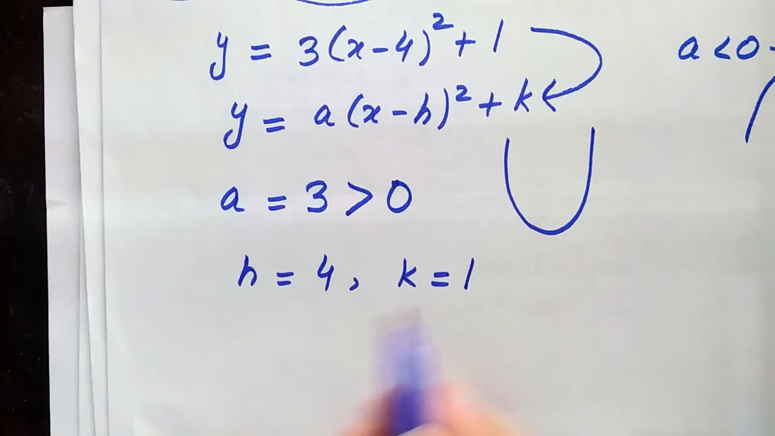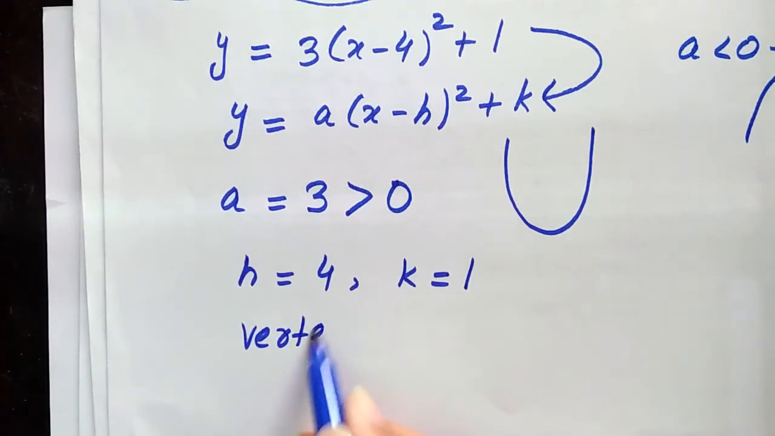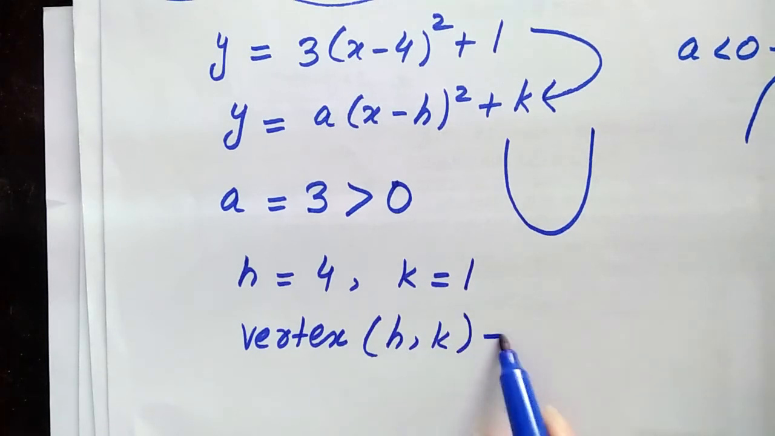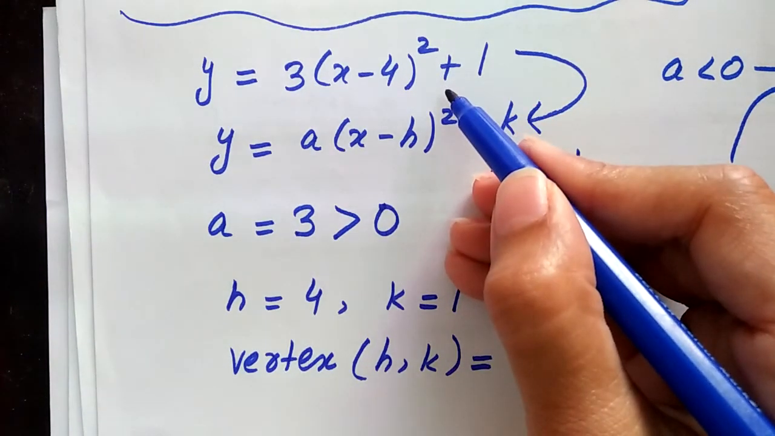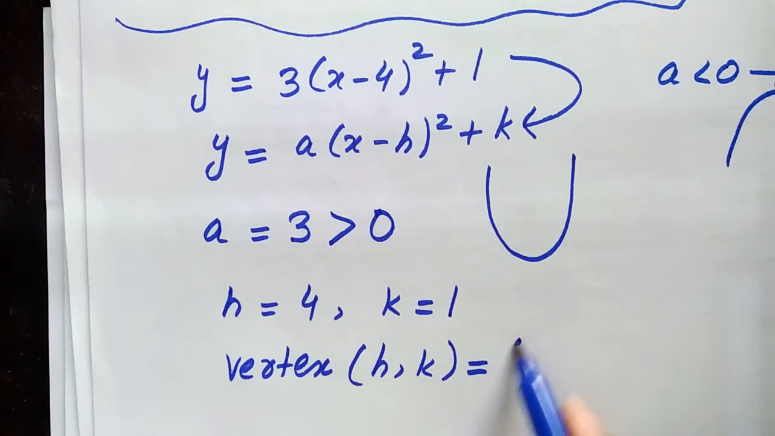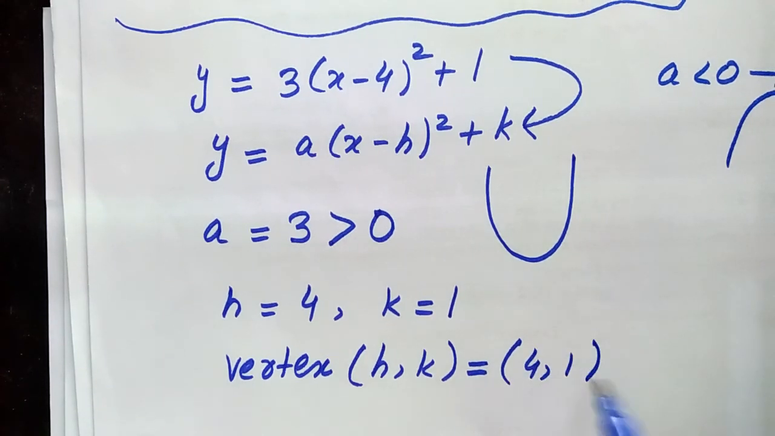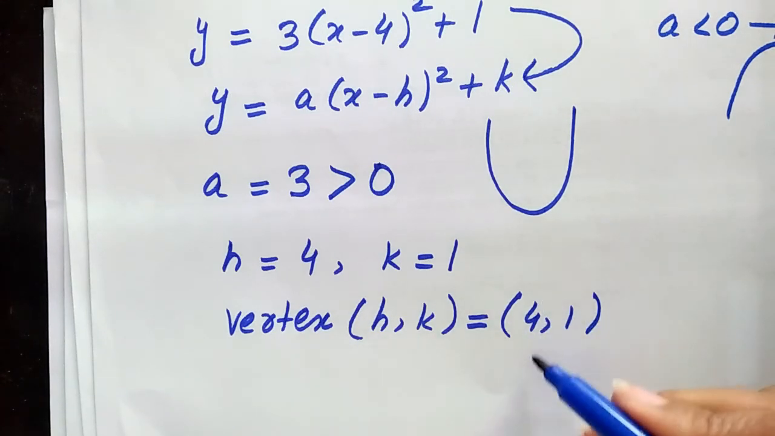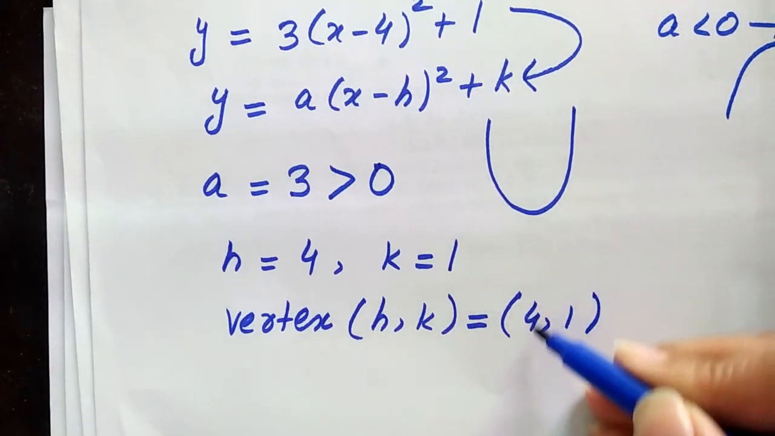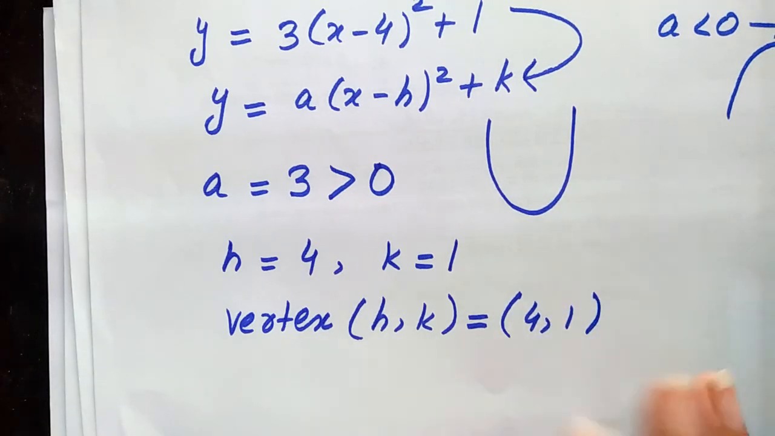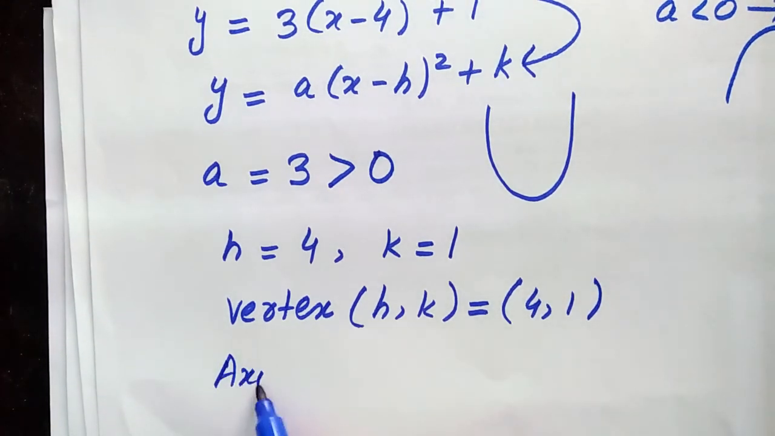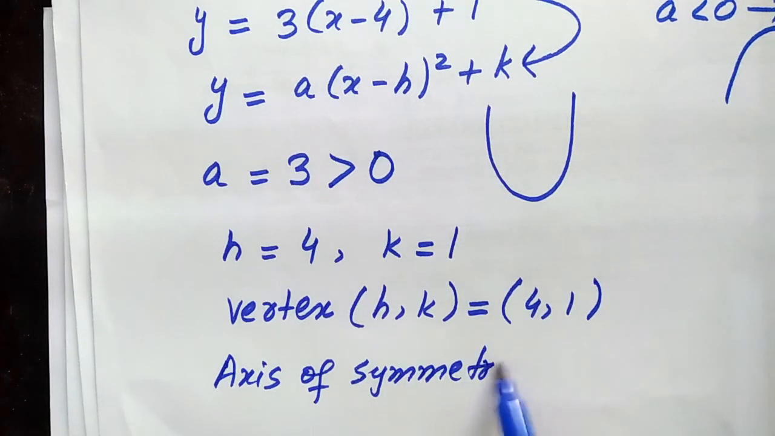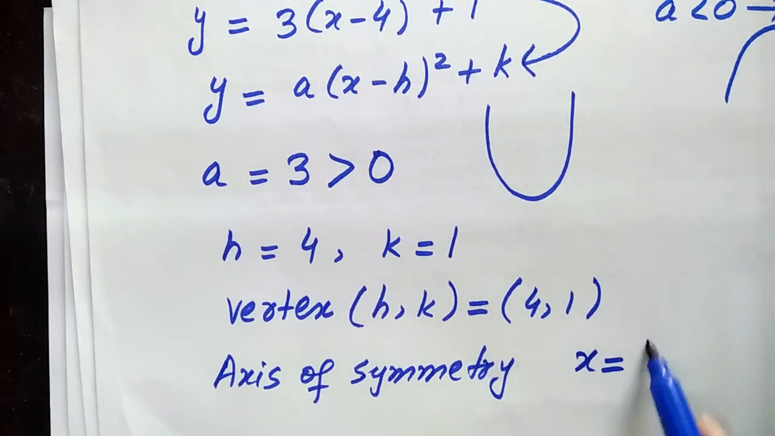Now here h equals 4 and k equals 1. So basically h and k give the coordinates of the vertex, that is (h, k). So the vertex of this parabola will be (4, 1). And you know very well that the axis of symmetry is basically the x-coordinate of the vertex of the parabola. So its axis of symmetry will be x equals 4.